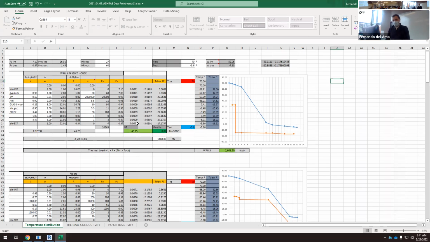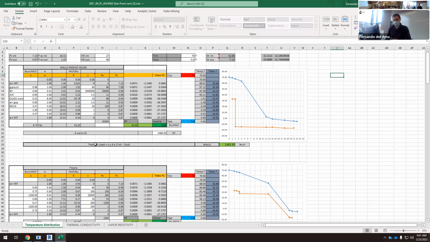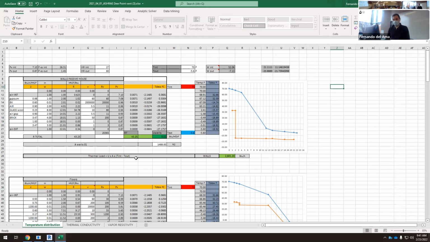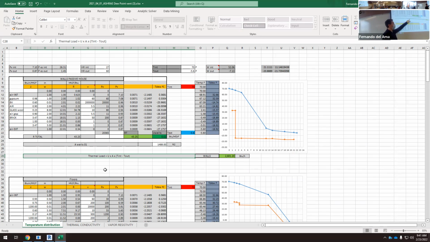Okay, there's something else we can do. If we want to evaluate, because here you see that we have the thermal load. So what's the thermal load? The thermal load is the U value. The U value is the inverse of the R value. If the R value is 43, the U value is 0.02. So it's 1 divided by 43.25.